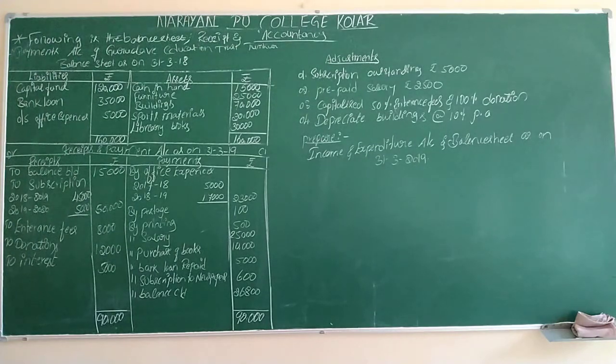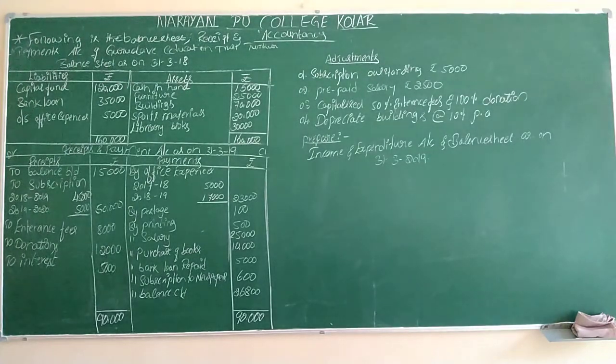Following is the balance sheet and receipts and payments account of Gurudev Education Trust, Tumkur. The balance sheet is given as on 31st March 2018. So 2018 is the past year. The balance sheet details are given: liabilities, amount, assets, amount.